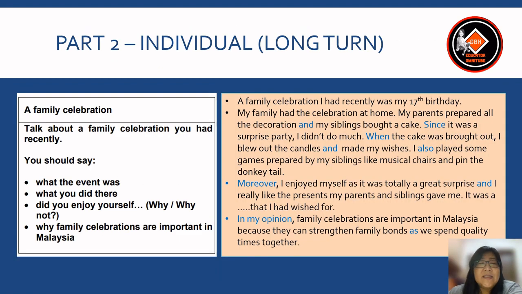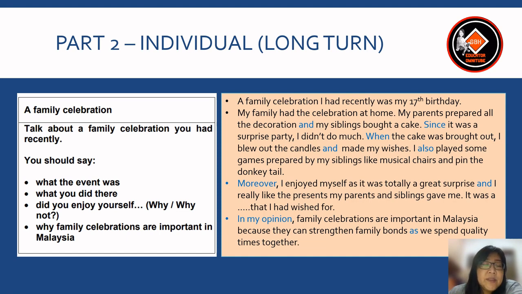Now students, let's continue with part 2. This is individual long turn. So when you are given this question, remember that you have 20 seconds to think of your ideas. Okay, so when you answer, it is about a minute. So here, let's look at the questions. A family celebration. Talk about a family celebration you had recently.